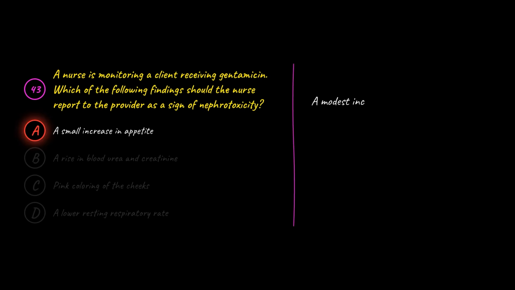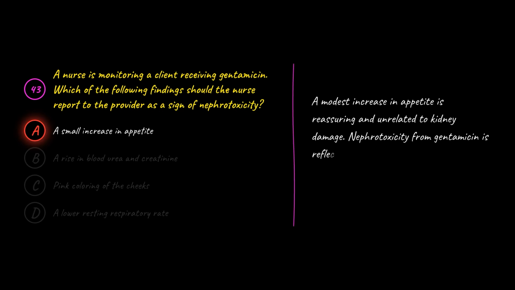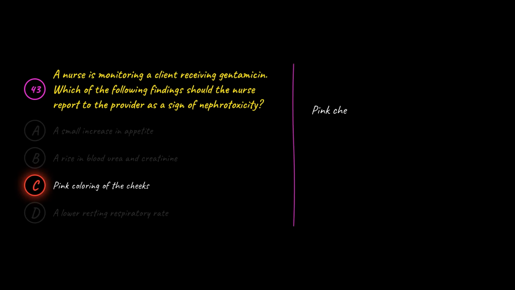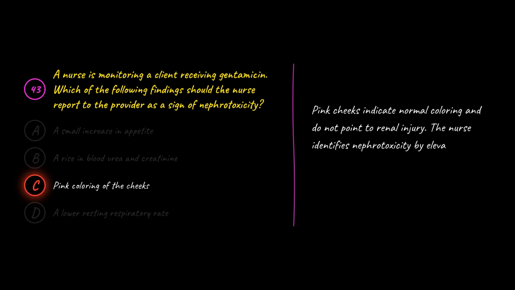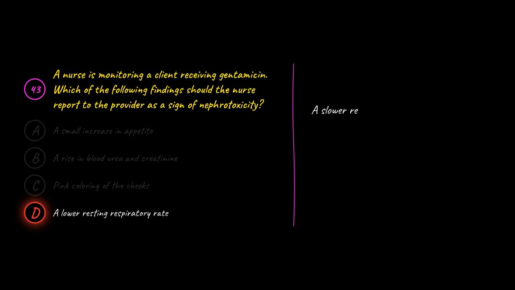A is wrong because a modest increase in appetite is reassuring and unrelated to kidney damage. Nephrotoxicity from gentamicin is reflected in rising kidney laboratory values and reduced urine output, not in improvements in how much the client eats. C is wrong because pink cheeks indicate normal coloring and do not point to renal injury. The nurse identifies nephrotoxicity by elevated kidney markers such as creatinine, along with cloudy urine, rather than by the client's facial appearance. D is wrong because a slower resting respiratory rate does not reflect aminoglycoside kidney toxicity.